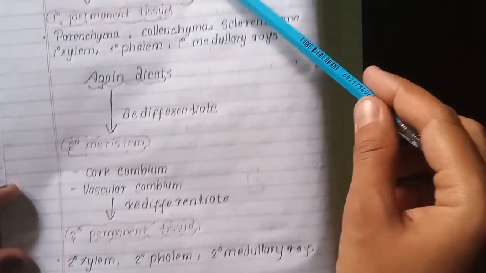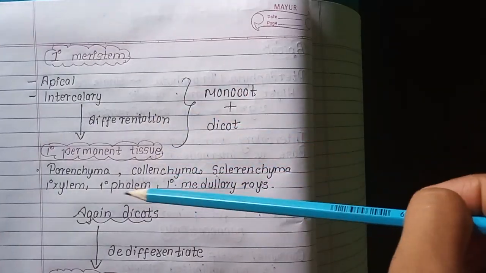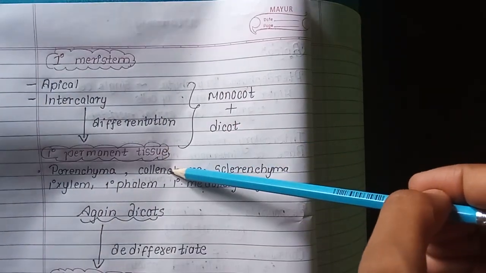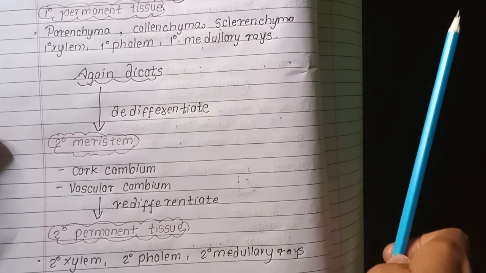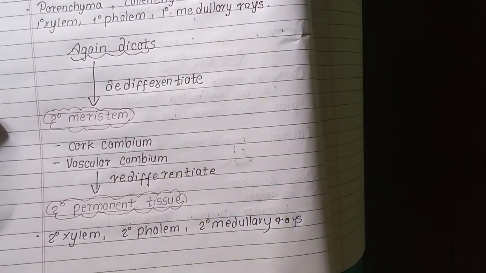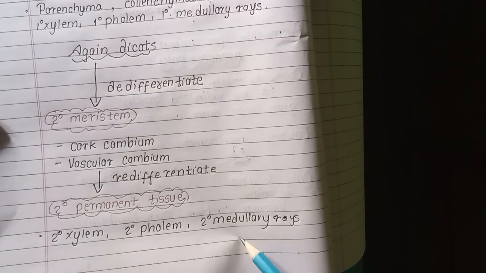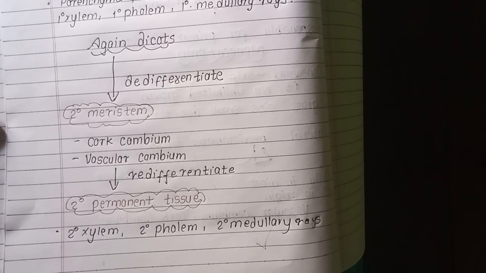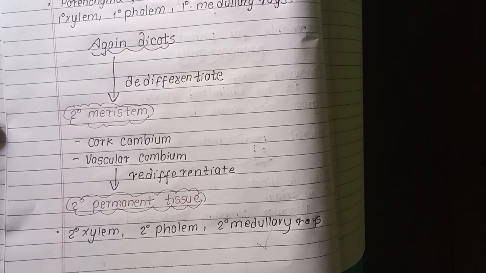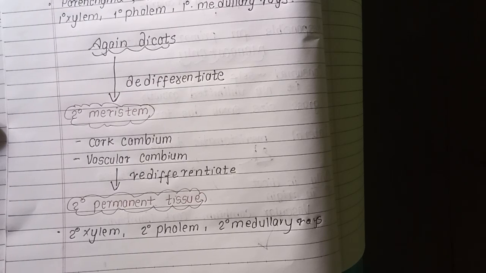Primary meristem, primary permanent tissue. Secondary meristem, secondary permanent tissue. Secondary xylem, secondary phloem, and secondary medullary rays are formed after the re-differentiation in dicot plants. Differentiation and re-differentiation is not found in monocot plants.